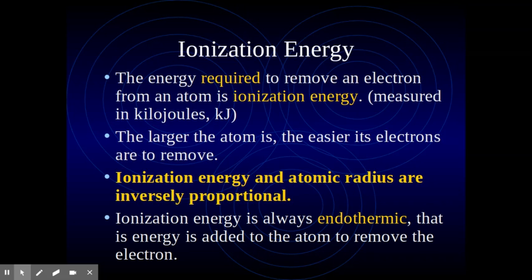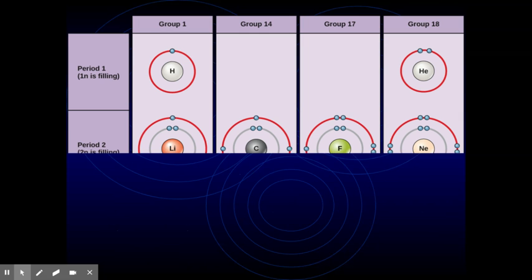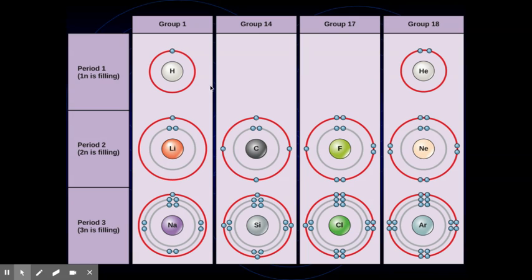So ionization energy is always endothermic. What does that mean? That means it requires energy to remove an electron. Everything on the periodic table, the electrons are there because they're being pulled on by the nucleus. So you're going to have to put some effort into removing it. That means it's going to take some energy to remove an electron. Some, it won't take much energy, but it will take some.